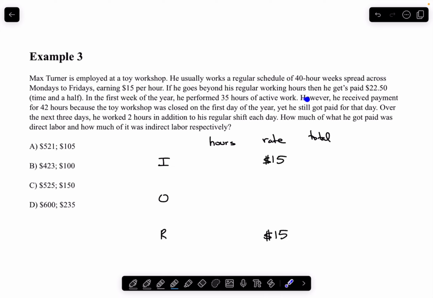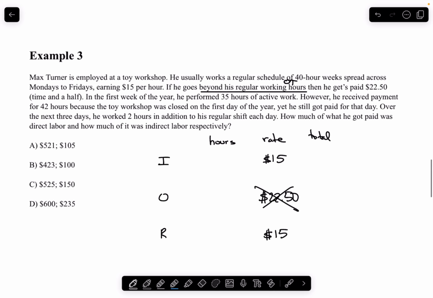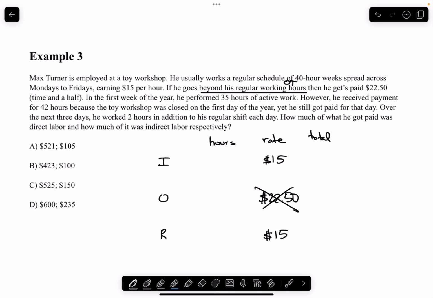If he goes beyond his regular working hours, then he gets paid $22.50, time and a half. So beyond his regular working hours, that's just a fancy way of saying overtime, and he gets paid $22.50. This is not the overtime rate. What they're asking is the overtime rate, like how much is he getting paid in excess of his regular time. Time here is the rate that you're getting paid for your regular time, which is 15, and half of 15 is 7.50. This is what we care about.